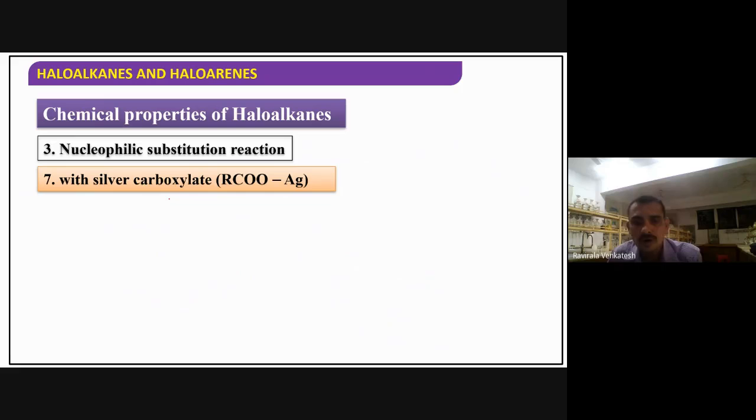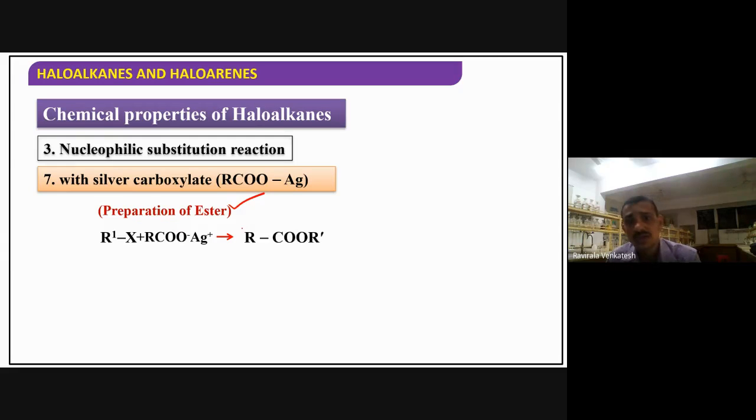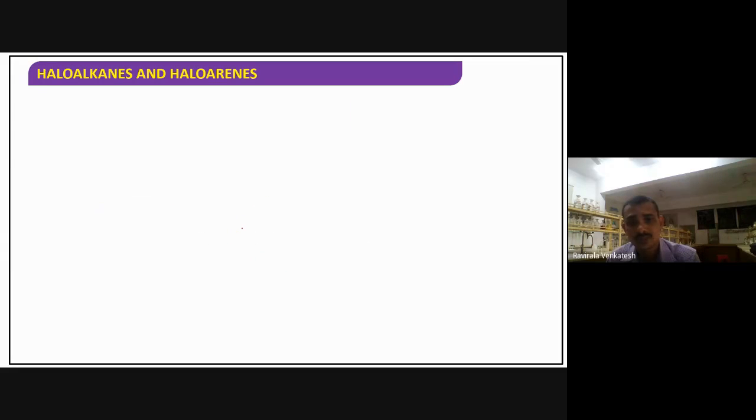So if I take silver carboxylate, the compounds we are going to get are esters. You see what we are doing: different alkyl halides are converting into different products. Now we can convert alkyl halide into esters. Let me see this one. Now what happens here? We are going to get this product.